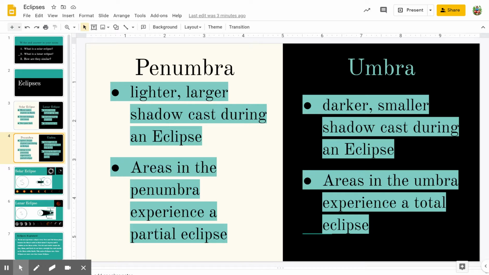So when we had that eclipse in, I believe it was 2016, we were in the penumbra here in Lancaster County. So we didn't get to see a total eclipse here. I actually drove all the way to Columbia to be in the umbra so that I could see the total eclipse because I thought it was really, really cool. And I've got some neat pictures to show you later on. The umbra is a darker, smaller shadow cast during an eclipse, and people in the umbra experience a total eclipse. They're able to see the sun go completely dark.